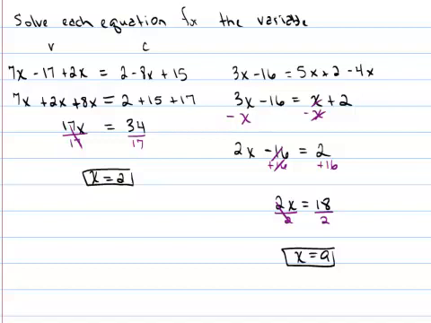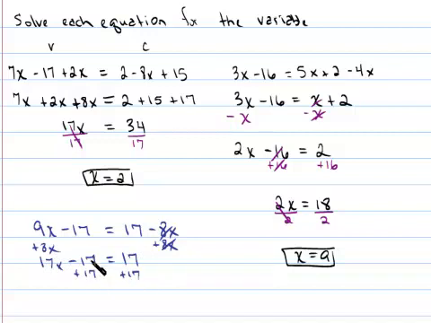The other method of doing this same problem, the other textbook method, would have been combine first. 7x plus 2x would be 9x. Combine on the other side. 2 plus 15 is 17. So combine what you can first. Then the other method would have said, now let's get the x's together. Plus 8x, plus 8x. Got to do it on both sides. So I'll get 17x minus 17 equals 17. Now I want to get that x by itself, so I'm going to add 17 to both sides. And I'm going to get 17x equals 34, and I'm going to divide by 17.